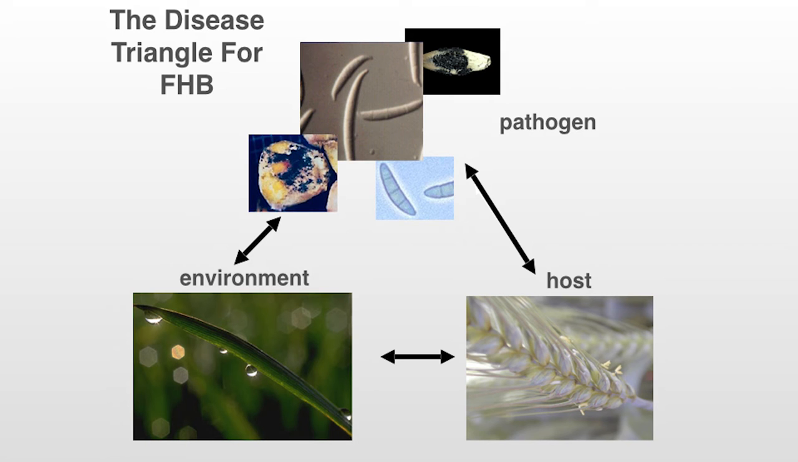This slide shows the disease triangle for all pathogens, including Fusarium graminearum. And what it means is that in order for disease to occur, three things have to align. The first is there has to be a virulent pathogen. So Fusarium graminearum is certainly that. The second you have to have is a susceptible host, or a susceptible wheat or barley or oat crop. And the third is a conducive environment. And for Fusarium head blight, this would be warm, wet conditions during anthesis of the crop. And when these three things align, Fusarium head blight can result.